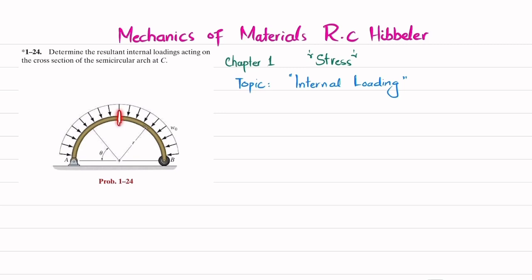So we have to find the internal loading at C, which means that we have to find the normal force, we have to find the shear force, and we have to find the moment. So I will write it. What we have to find is internal loading, which means the shear force, normal force, and moment. So let's start with the solution.